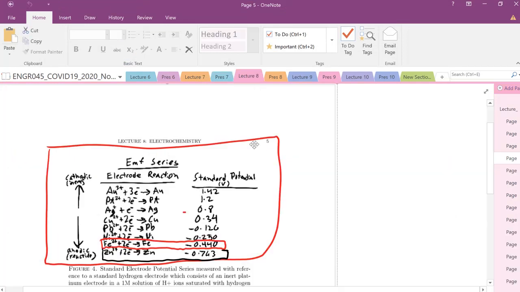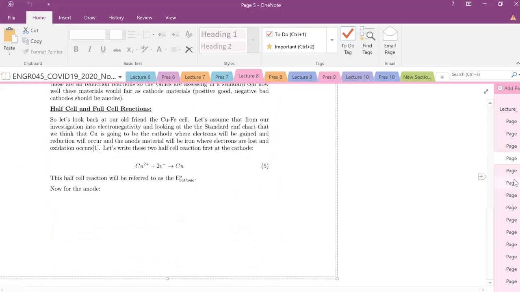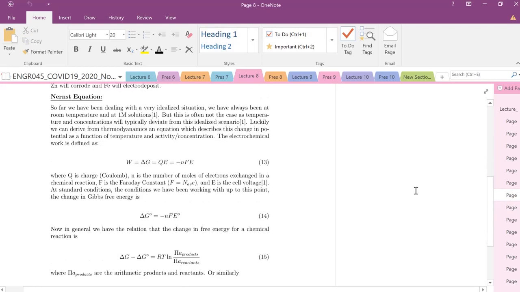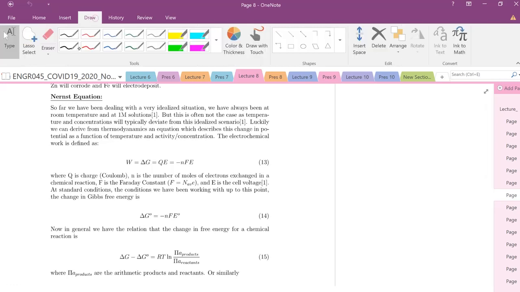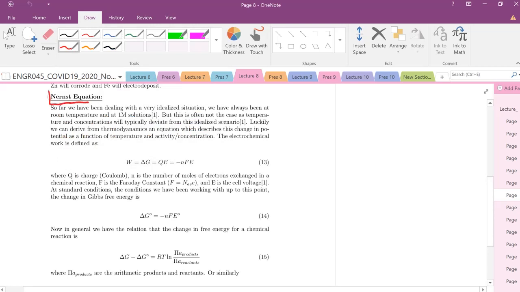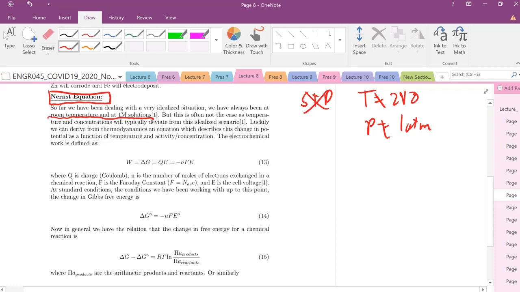So what happens when we aren't at these standard temperature and pressure (STP) conditions? Well, we have a really great equation that we can work with. Let me scroll down. We are going to use the Nernst equation. The Nernst equation is for when we are not at STP conditions, so when either temperature is not 298 K, pressure is not 1 atm, or we're not at room temperature and 1 molar solutions.